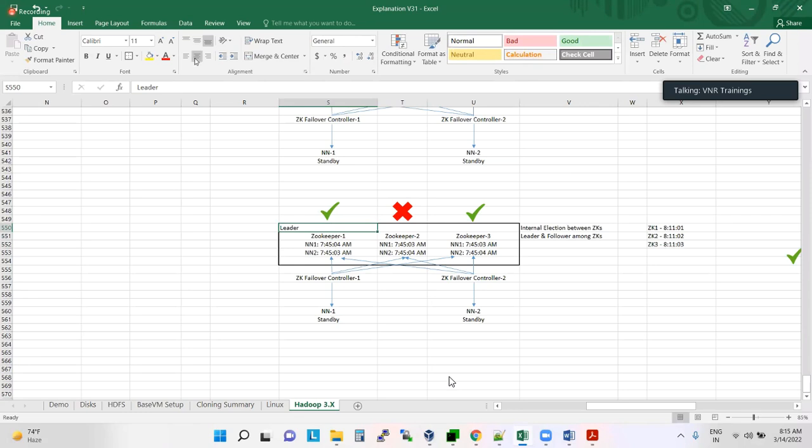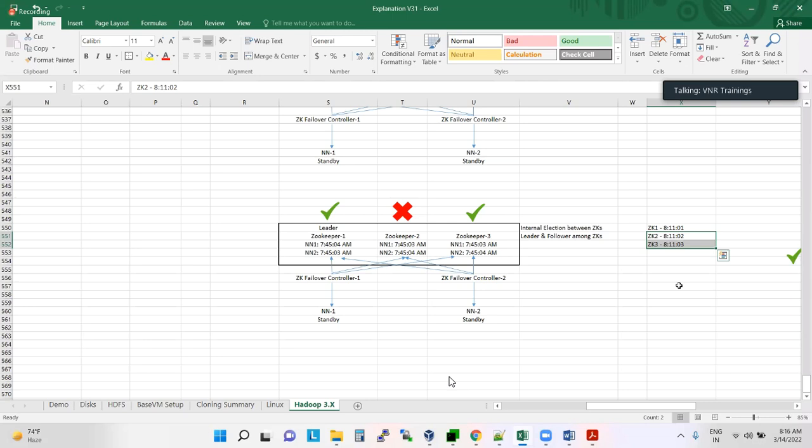Now, due to some reason, the leader is down. What will happen? Now, in those 2 zookeepers, who will become leader? The second one will become leader. Yes or no?